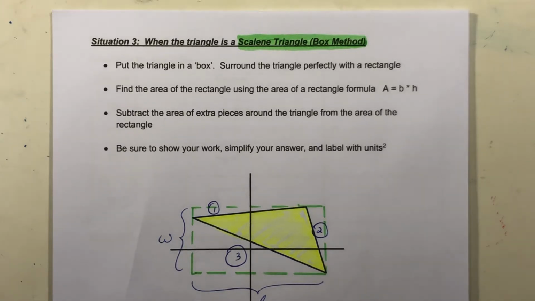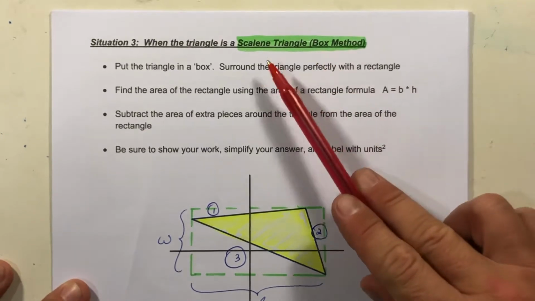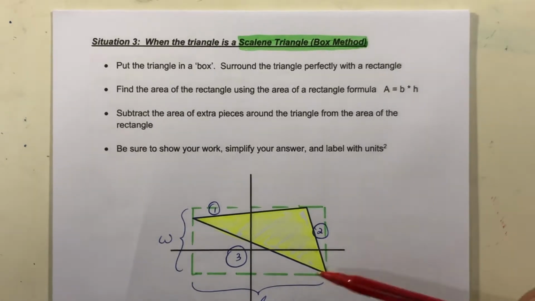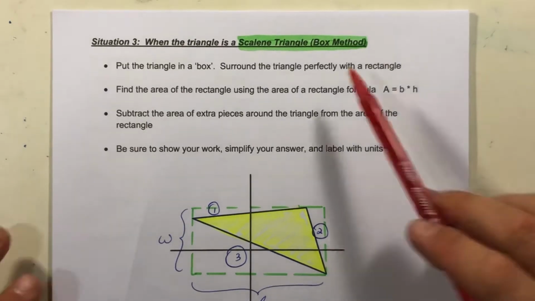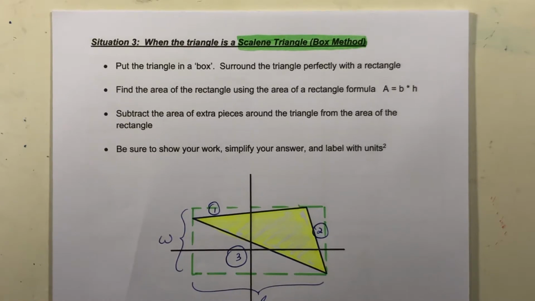Okay, ladies and gentlemen, our third and final installment of finding the area of a triangle on a coordinate plane. Now, this is going to be the box method. Typically this is used for scalene triangles, but I have to say, this box method will work really for any type of shape or figure on a coordinate plane. It'll work for any triangle. But typically we use it for scalene since we can't use either one of the other two methods.